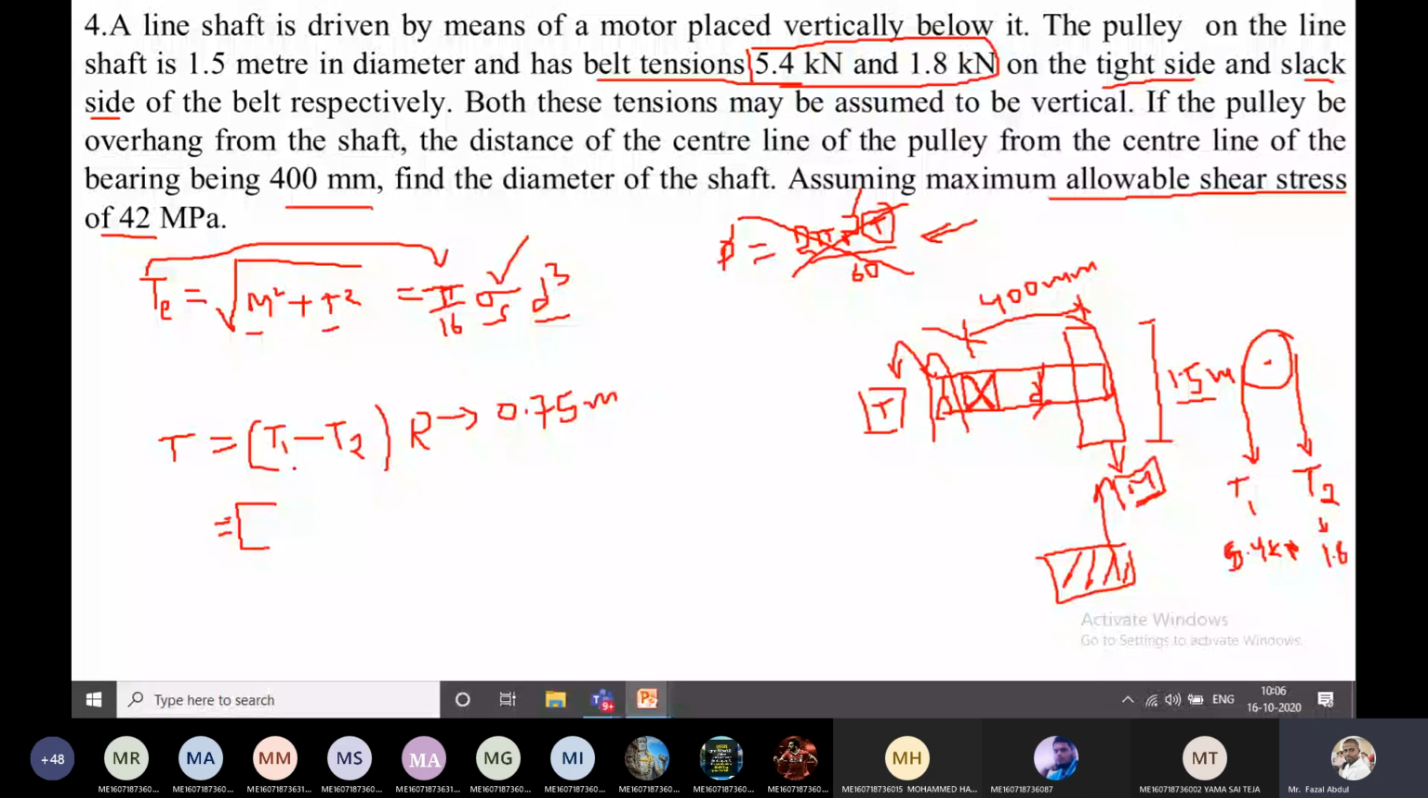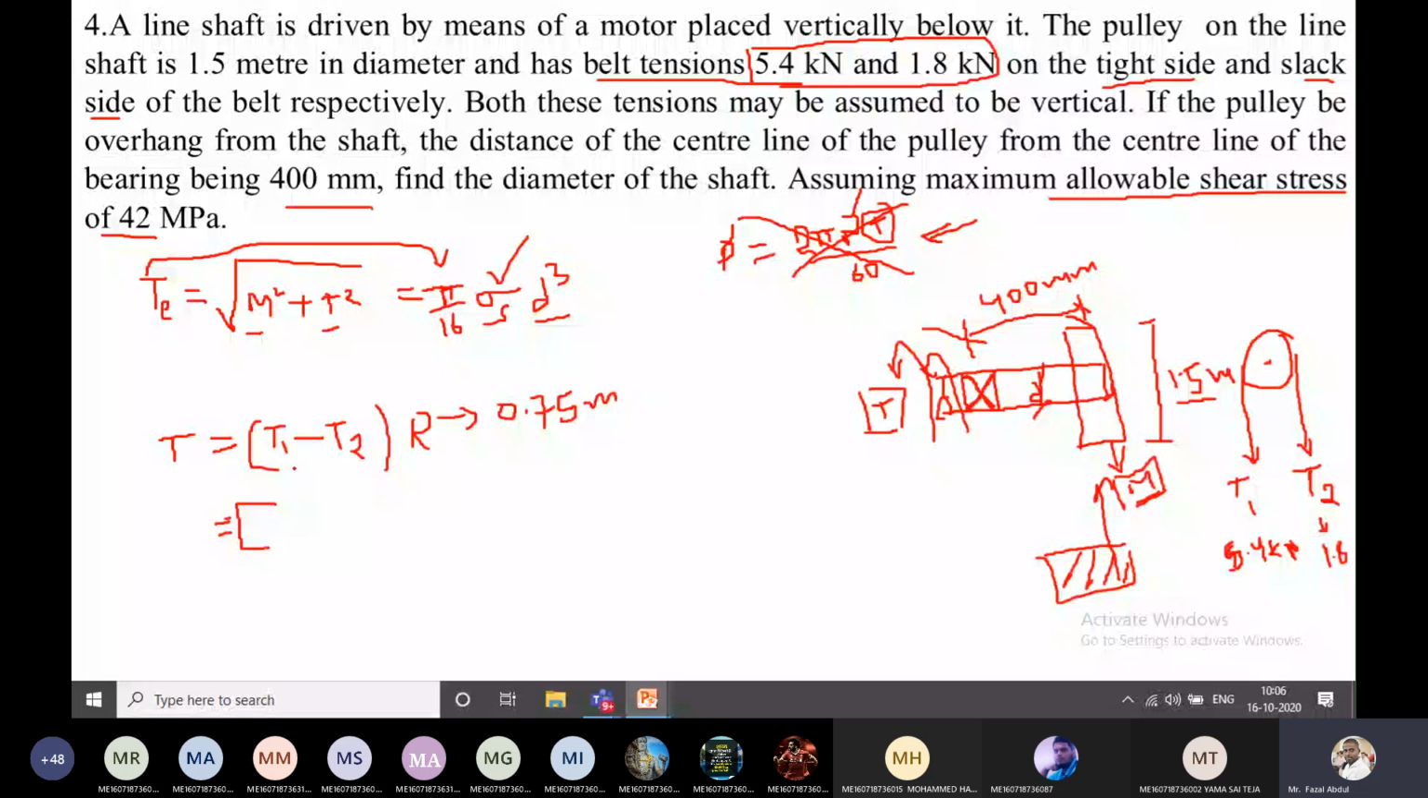5400 minus 1800, into 0.75. So what is the answer? Tell me the answer in terms of Newton meter, because we are substituting 0.75 meter here. What is the T value?